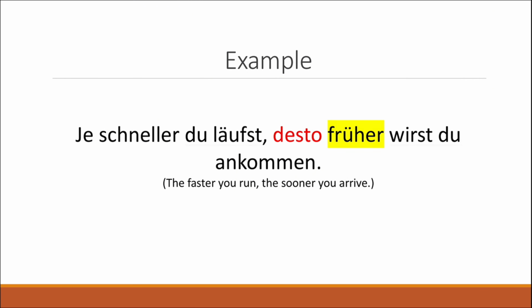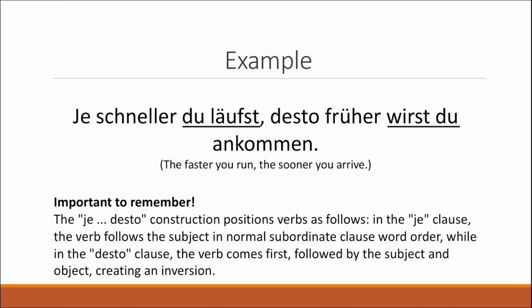Now, another thing which is very important to remember is the syntax. So, for example, if we consider the first sentence, we have je schneller du läufst, and it's basically like a normal sentence. We have je schneller, so the faster, and then du läufst, normally. However, if we consider the second one, we're going to have desto früher, and then the position of the verb and of the subject is going to change. It's going to invert. So you're not going to say desto früher du wirst ankommen, but you are going to say desto früher wirst du ankommen. So it's basically changing. This is a fact which is very important to remember.